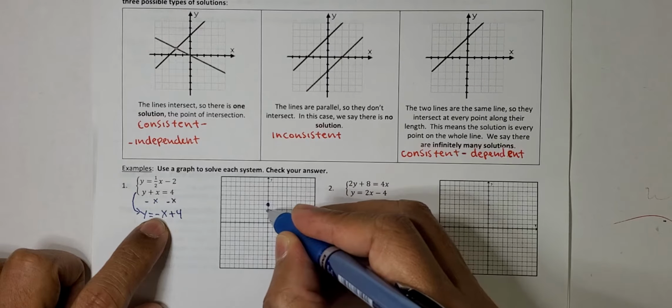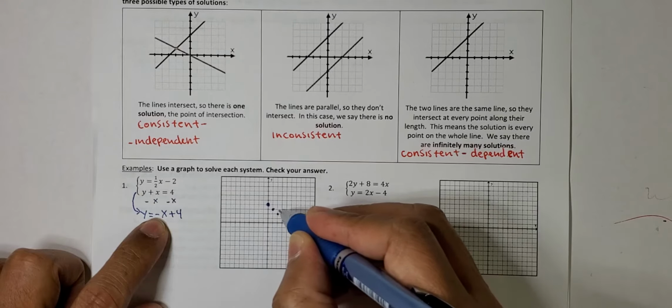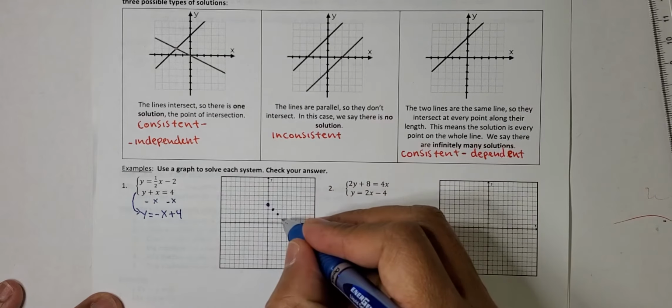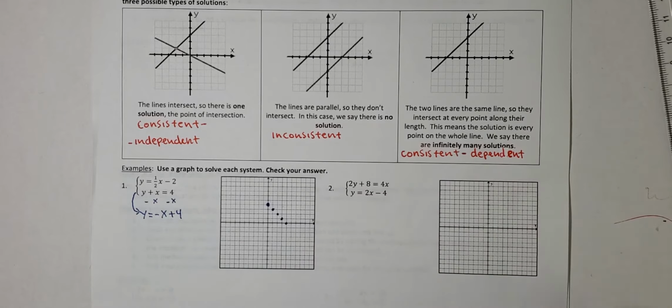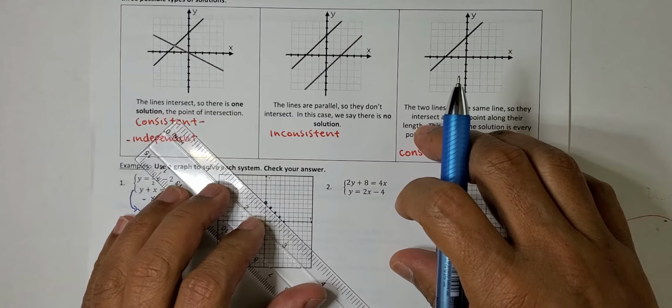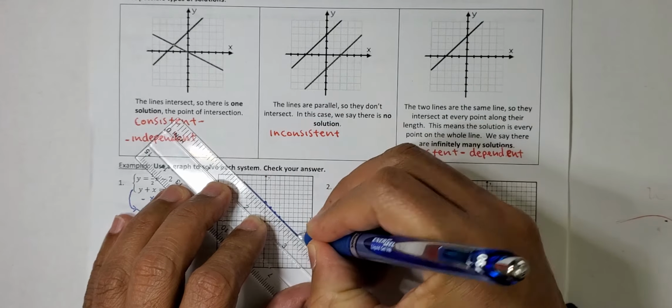So if I go down 1, I go right 1, and I can get as many points as I want here. But 3 should be enough for me to be able to plot this line. Well, actually, I'm going to continue going. I'm going to do a few more, and you'll see why in a moment. And let's see. So let's stop right there. So let's go ahead and connect the points so we can sketch the line. So this is this equation.